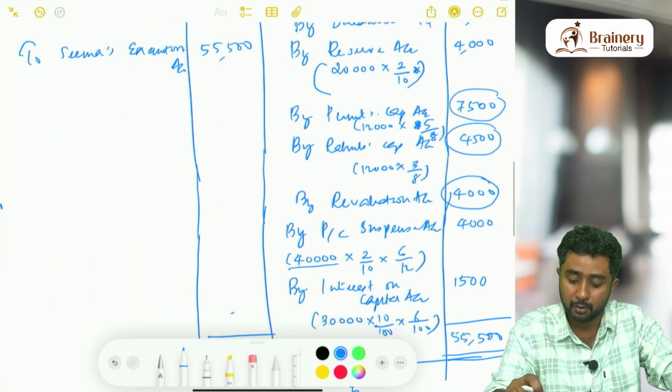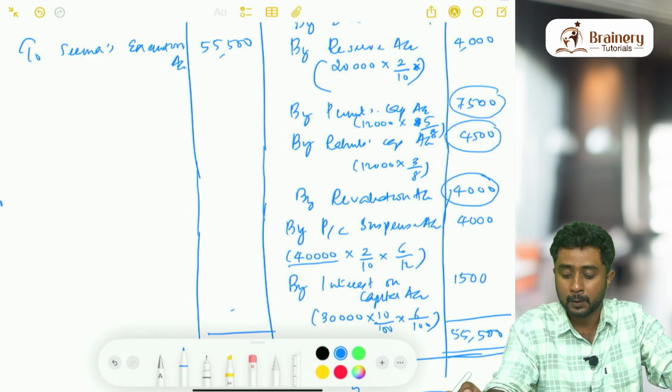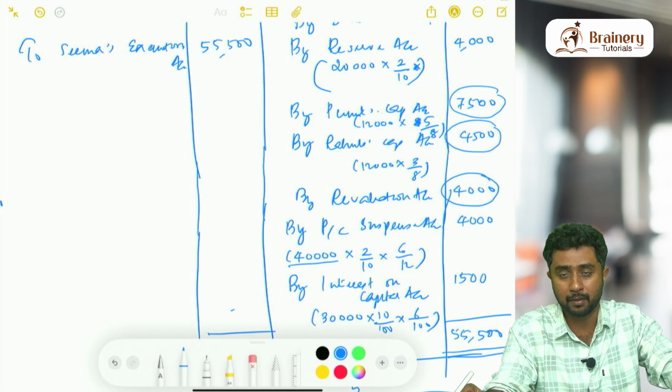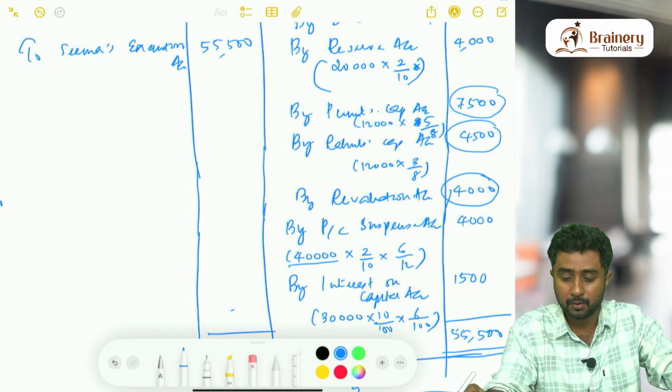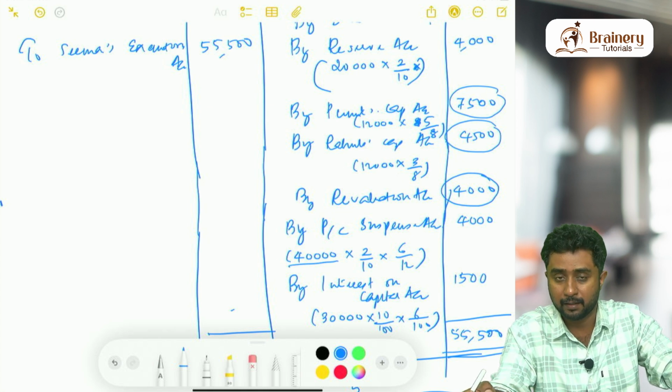So 40,000 into 2 by 10, which is the share of profit of the deceased partner, and 6 by 12. 6 by 12 is because she has survived only for 6 months in the business. So April, May, June, July, August, September. October 1 is the date of death, so up to September 30 we have to calculate the profit. The profit we have calculated is 4,000.